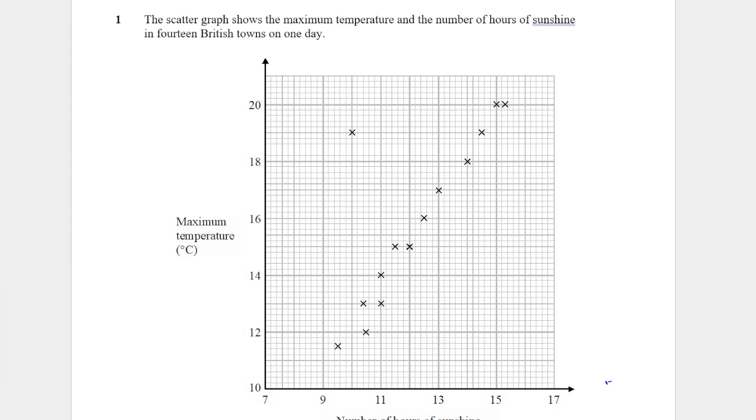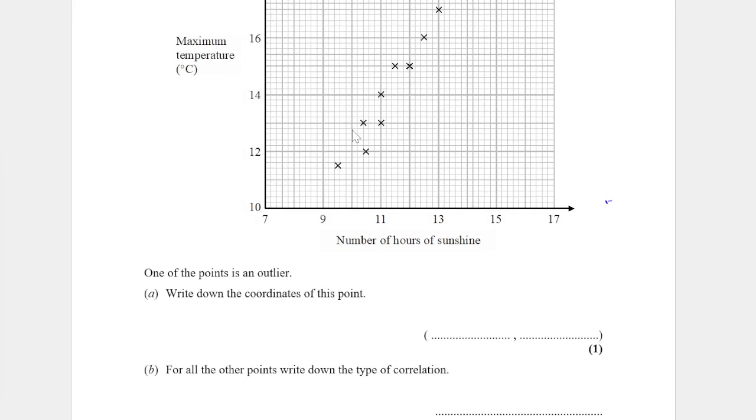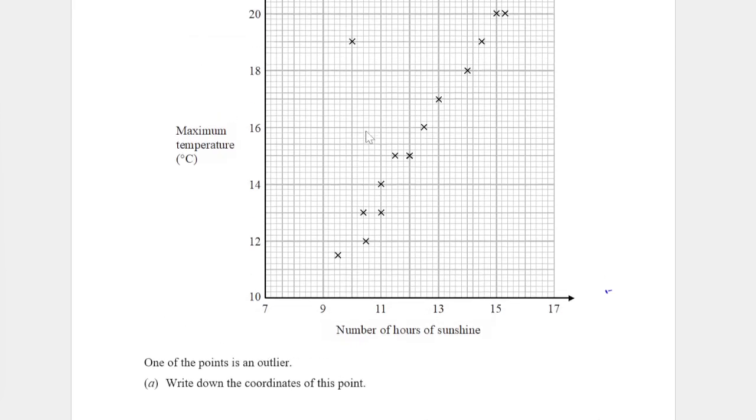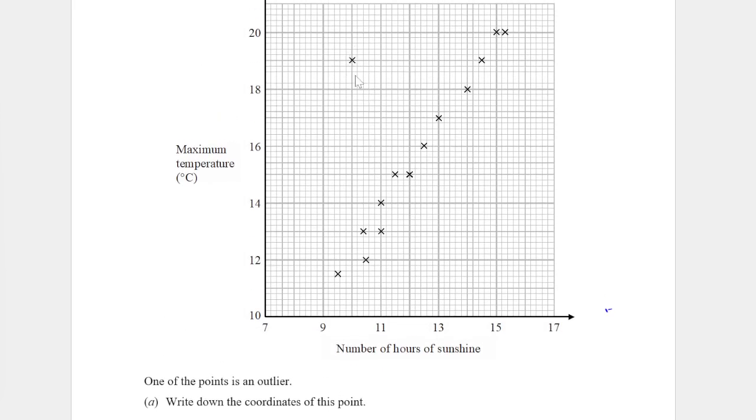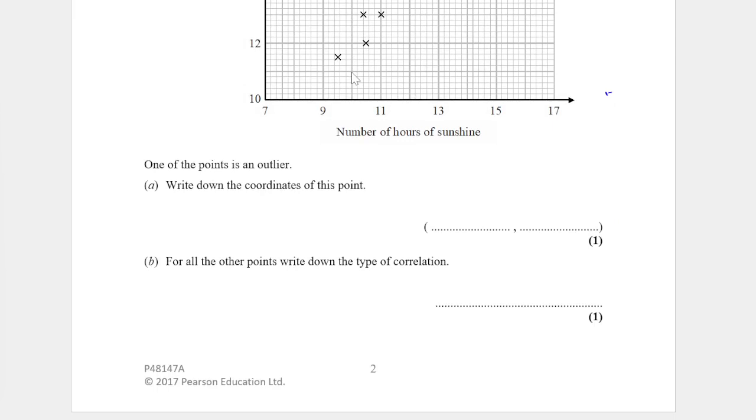Question 1. We're looking at a scatter graph that shows the maximum temperature and number of hours of sunshine in 14 British towns on one day. Part A, write down the coordinates of the outlier. The outlier is the one that doesn't fit the pattern. So we're looking at this one here, which is at coordinate 10, 19, so the coordinate will be 10, 19.